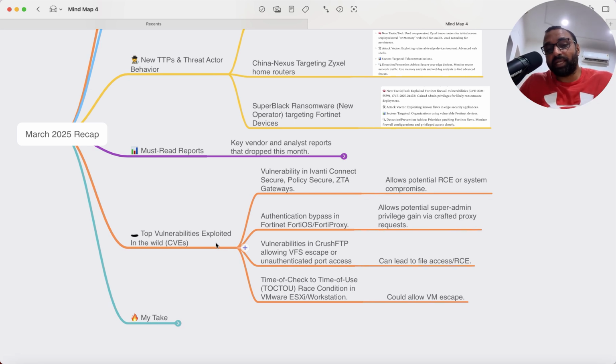The second vulnerability that's getting exploited is on Fortinet OS that allows authentication bypass, which means super admin privilege can be gained. Also, a vulnerability in the CrushFTP software that allows unauthenticated port access that can lead to file access. And another vulnerability is on VMware ESXi and Workstation that allows VM escape. So these are things that are out there. A lot of them have patches. So please go ahead and monitor, keep track of the vulnerabilities around the products that you have. Make sure you have an inventory of the products and make sure your products are always patched.